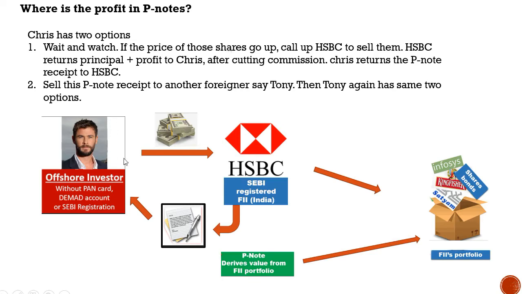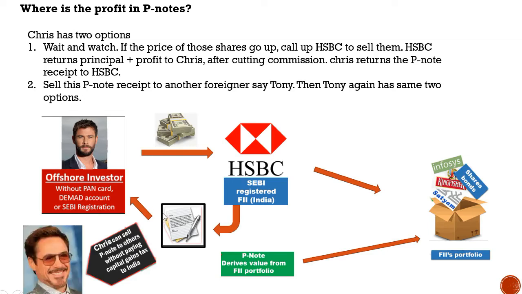The other way is he can sell this P note receipt to any other foreigner, let's say Tony. Then Tony again has the same two options. Number one, he can wait and watch and earn profit, or he can sell it to another person also. This is how P notes work, and this is the basic mechanism of the participatory note.